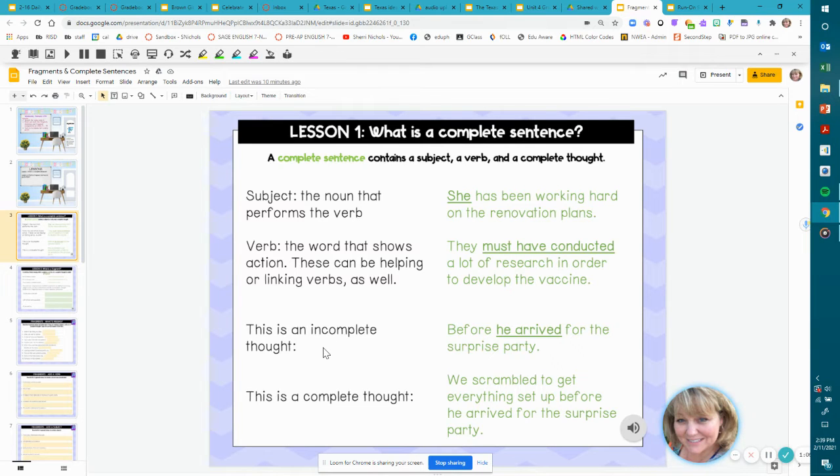This is an incomplete thought. Before he arrived for the surprise party. Now, it looks like it's a sentence because it has punctuation at the end, but it's just not a complete thought by itself. Before he arrived for the surprise party, you don't know what else is happening. And this is a complete thought. We scrambled to get everything set up before he arrived for the surprise party. So the way you fix a fragment or an incomplete thought is you either put a thought before it or you put a complete thought after it.